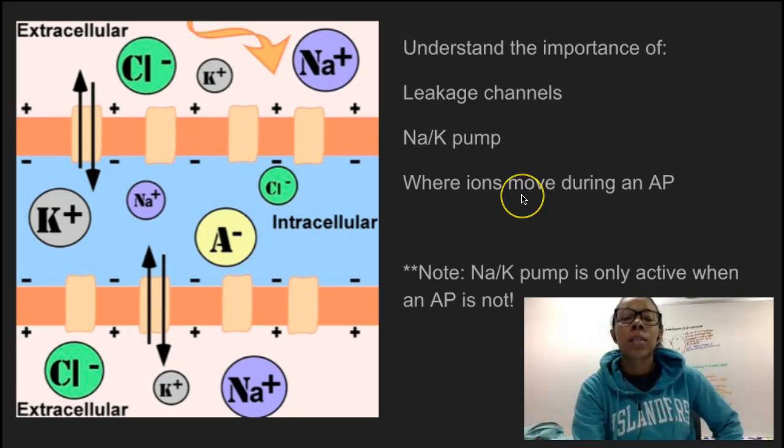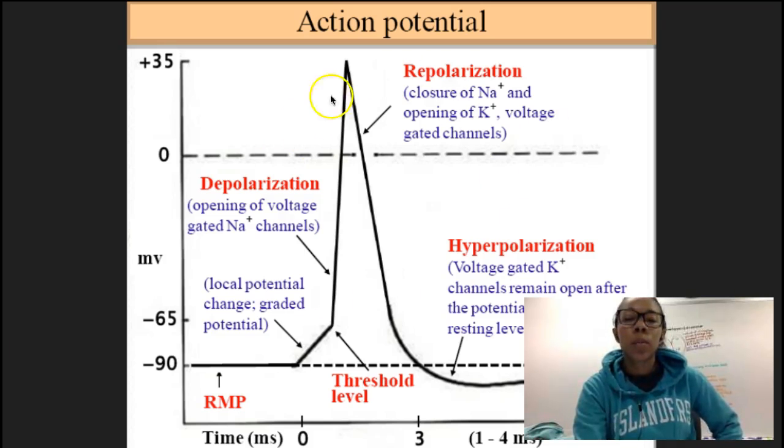Your sodium potassium pump is happening when this is not. So it's like way over here. When you don't have an action potential, your sodium potassium pump is working to keep you at your resting membrane potential at that negative 90 millivolts.